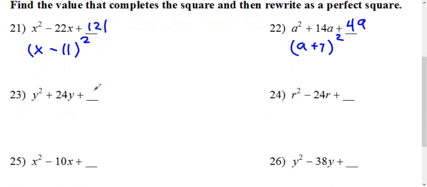Half of b, that's 12 squared is 144. And when we complete the square now, we factor it, we get y plus 12, the b over 2. r squared minus 24r, half of negative 24 is 12 squared, 144.